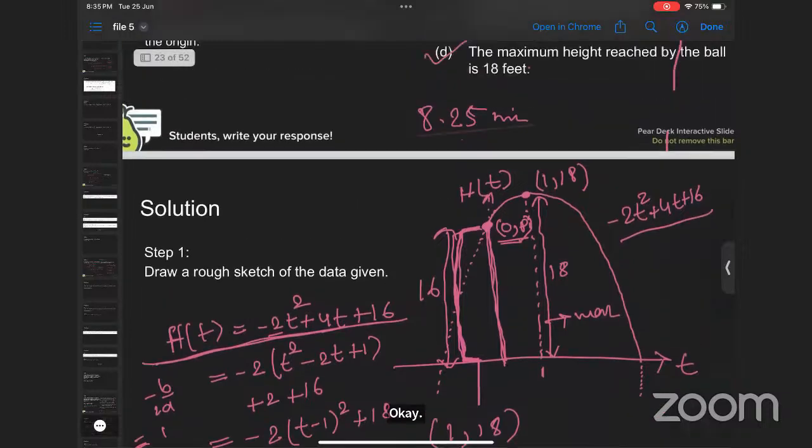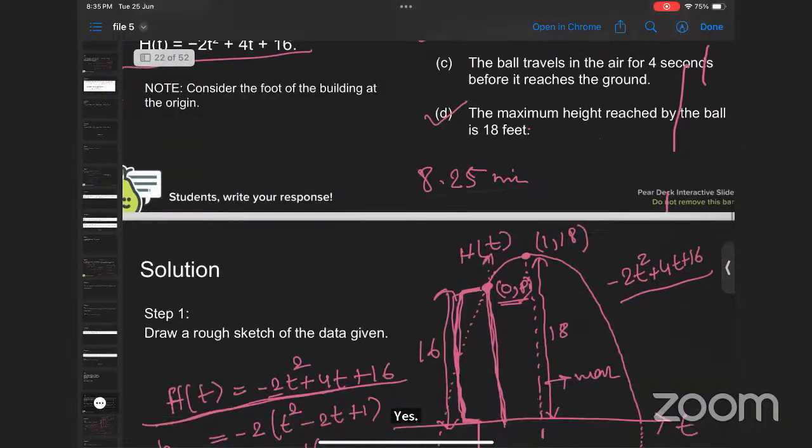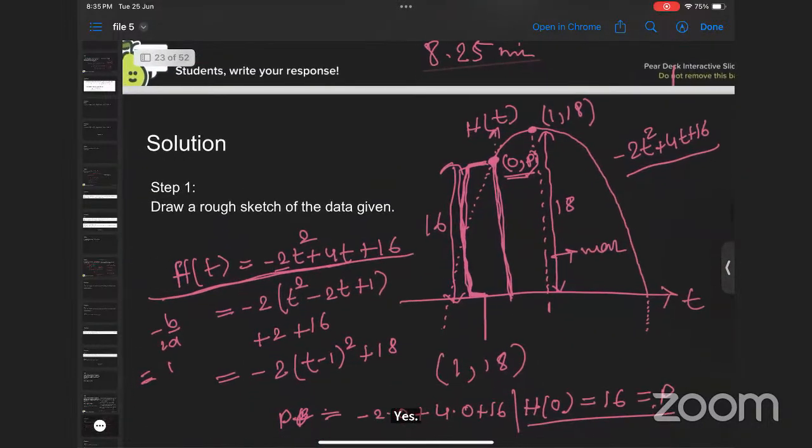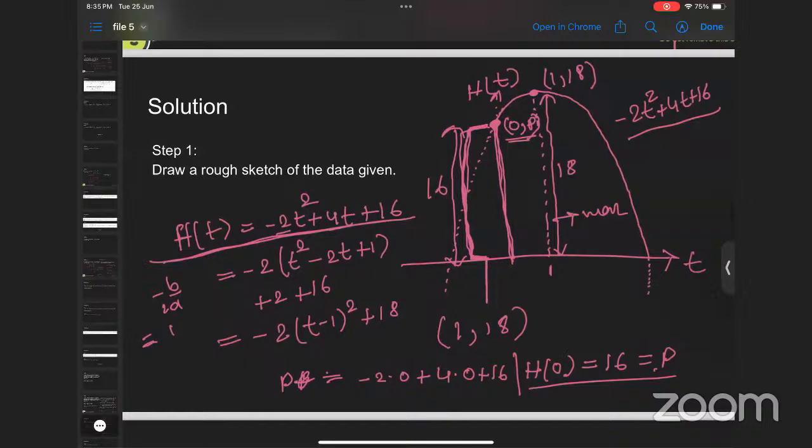Ma'am, you solved the equation when you took minus b by 2a. Can you please repeat that again? When you solve this equation by taking either the determinant or derivative, you got minus 2 into (t minus 1) whole square plus 18. After that, you put minus b by 2a also, so I got confused there. You brought minus 2t square plus 4t plus 16 into minus 2 into (t minus 1) whole square plus 18. After that, what did it mean? From that part we got, and then you put minus 32 again.